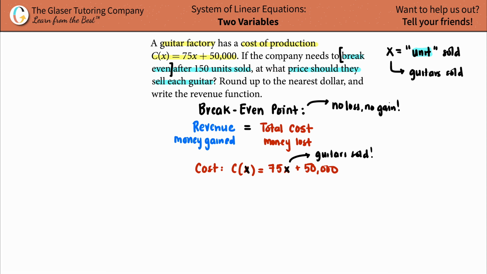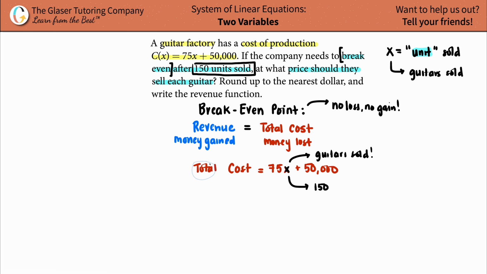Now, they did say that the company needs to break even after 150 units are sold. The X value is always that unit, and the unit is the guitar. So do we know what that X value is? Yeah, they told us. In order to break even, we need to sell 150 units. So this X value is 150. From that, we can find out what the total cost is. If it's easier, you could get rid of the C of X and just say that this equals the total cost, the cost of production.